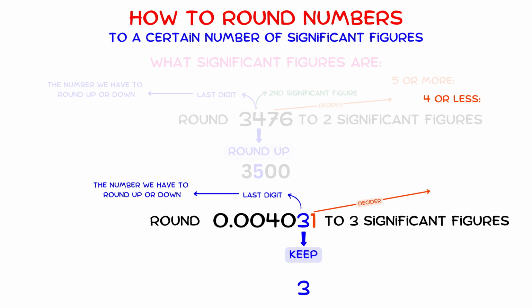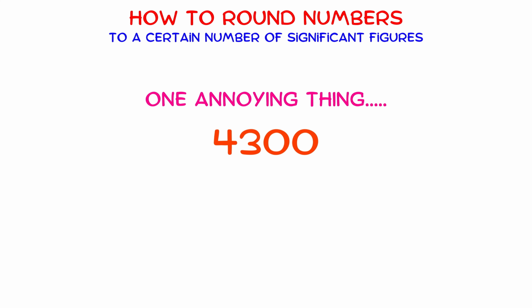However, whenever we round decimals like this, we actually don't keep any zeros at the end of the number, so we get rid of it and end up with 0.004003.